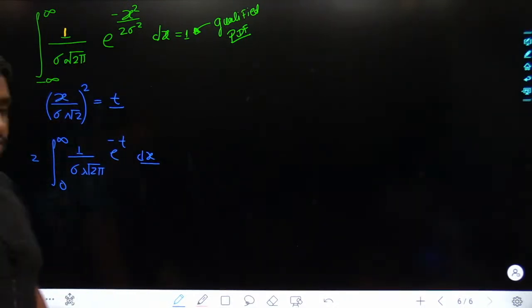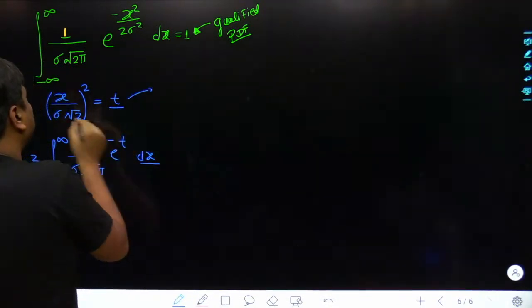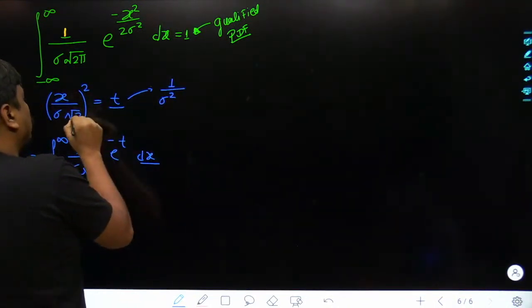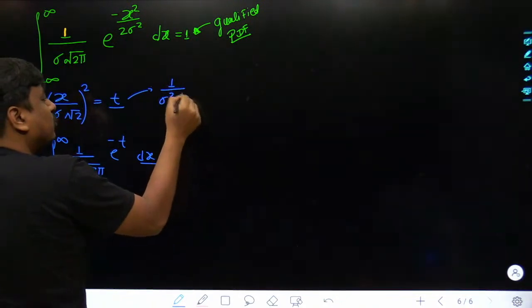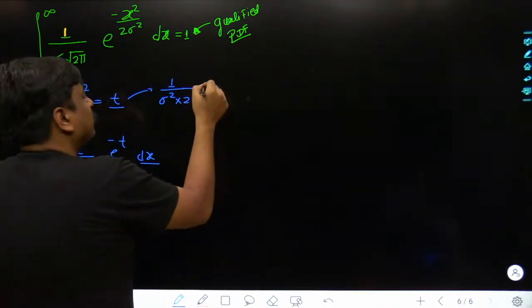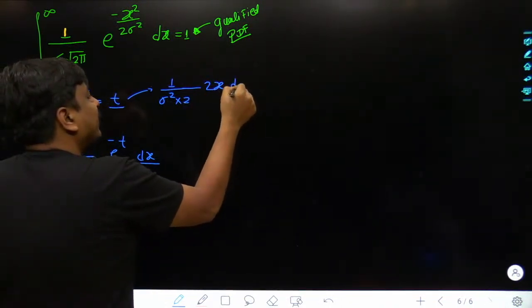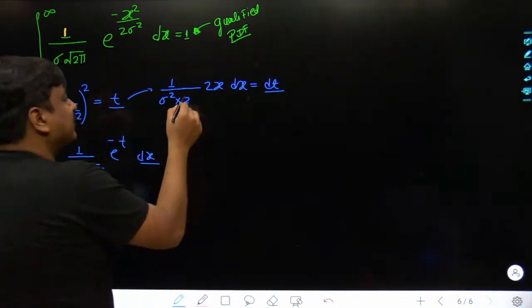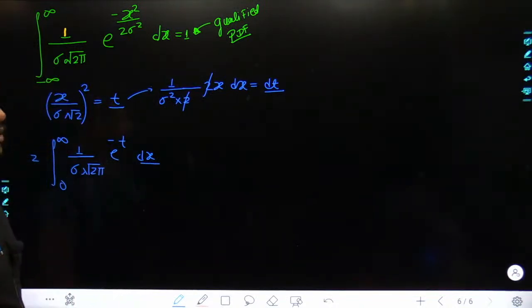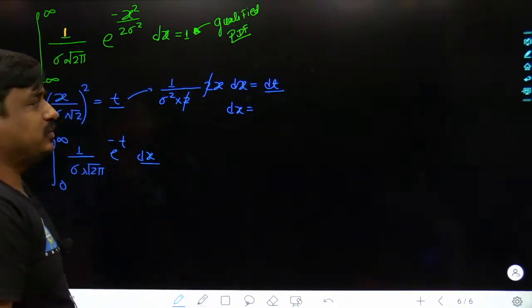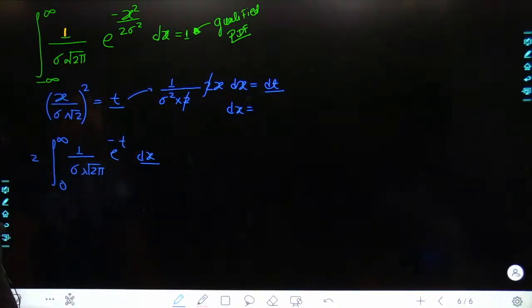So now it's the right time to change the dx into dt. How will we do so? See, once you take its square, 1 upon sigma square, root 2 is getting multiplied with root 2, again it would become 2 over here, and it becomes x square. Once you take the differentiation of x square, it would be 2x dx equals dt. So from here, the 2 and 2 go out, and dx is left out as, try to get its value.